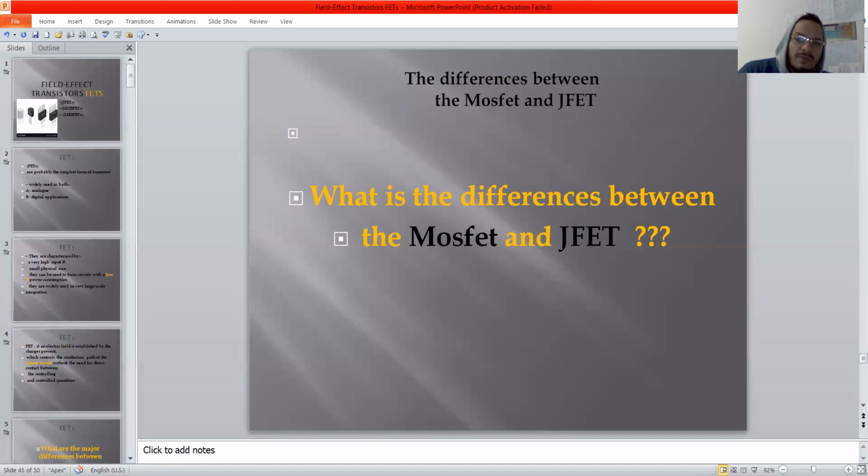But the basic operation of all of these forms is the same. We have three terminals in the junction field effect transistor, and three terminals in the metal oxide semiconductor, with the same names. The first one, the drain, will be at the top. The source will be at the bottom. The gate will be on the left side.